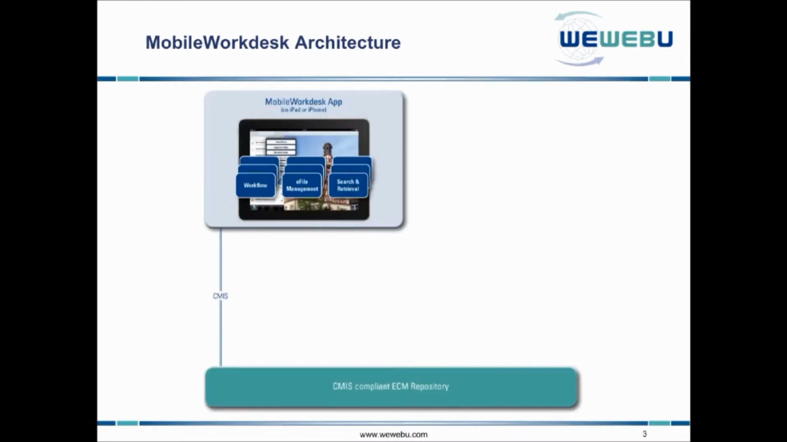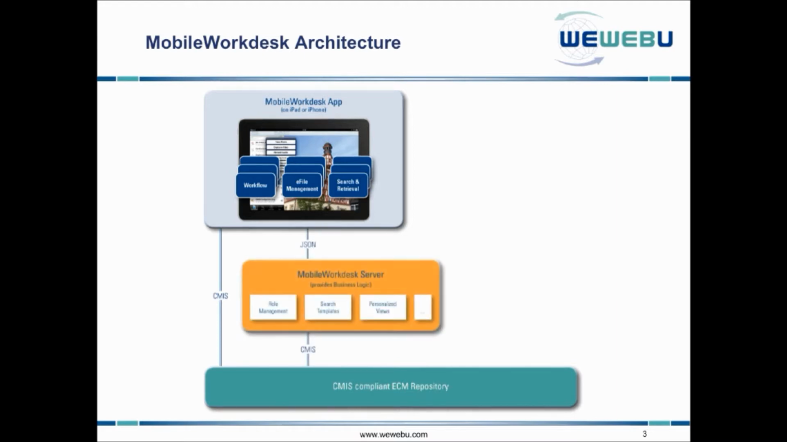So some words on the architecture, respectively a high-level overview. MobileWorkdesk always connects directly to the CMIS compliant ECM repository, which allows you to browse through your repository and execute simple searches by document title. So this can be done even without MobileWorkdesk server.